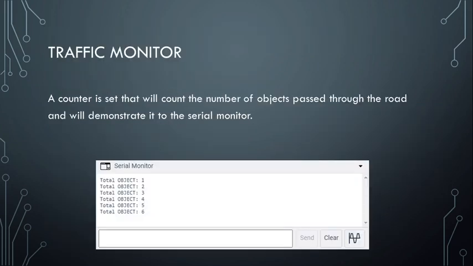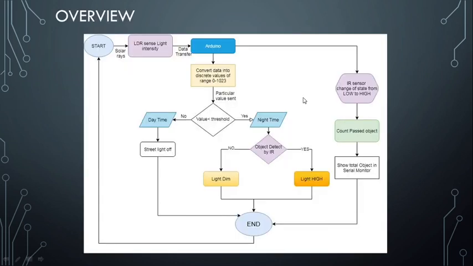Along with this, it will also count the total number of objects that pass through the road and demonstrate it in the serial monitor. We can also add an LCD screen to show the total number of objects. So this is the basic overview of our project.